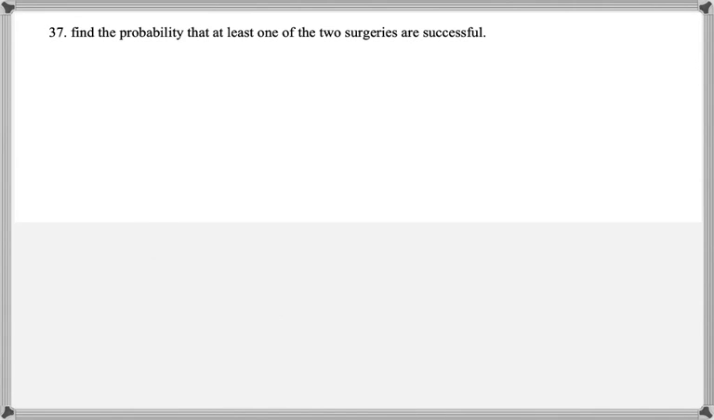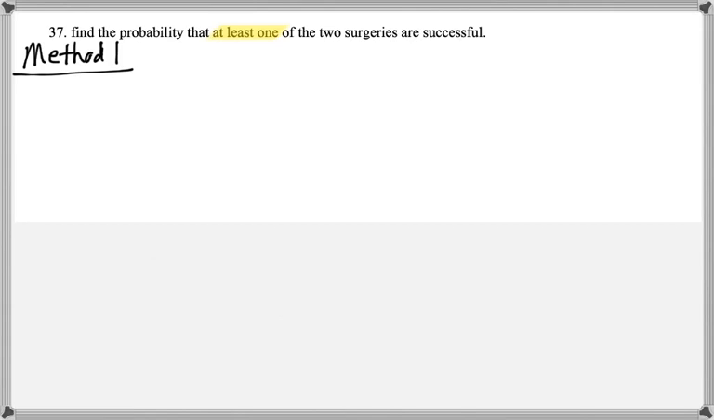Find the probability that at least one of the two surgeries is successful. So the key phrase here is "at least one," and there are two methods for solving this question. So we want to look at all of the different scenarios that it means by at least one.